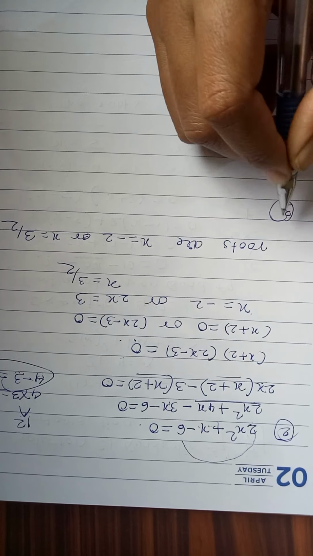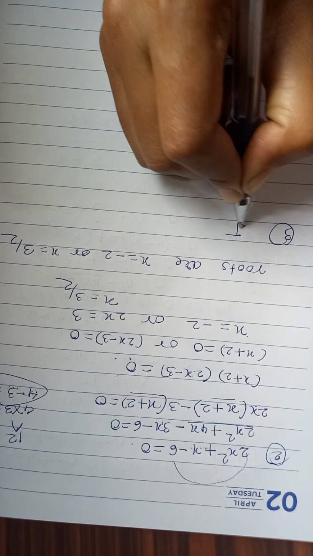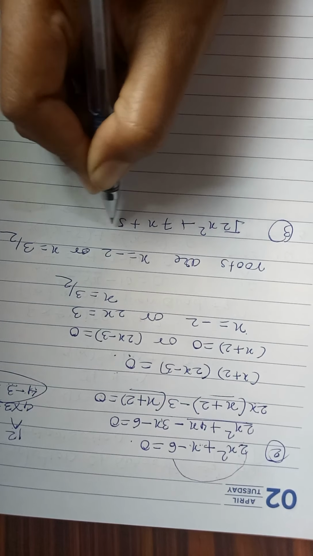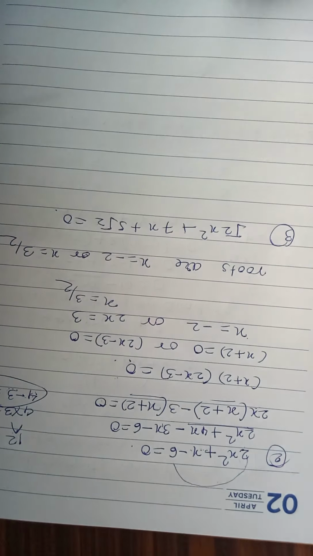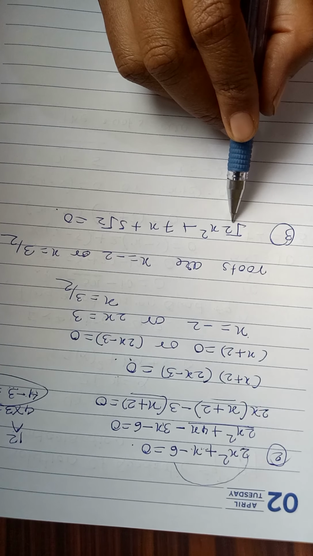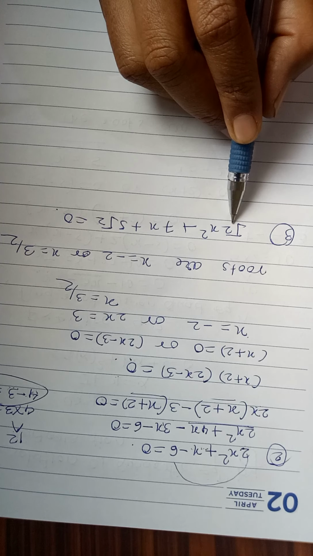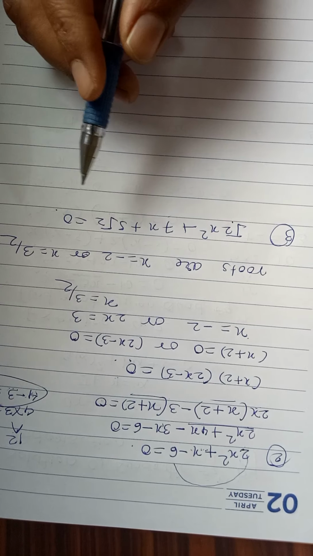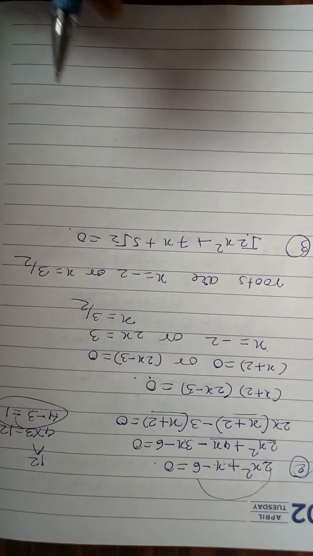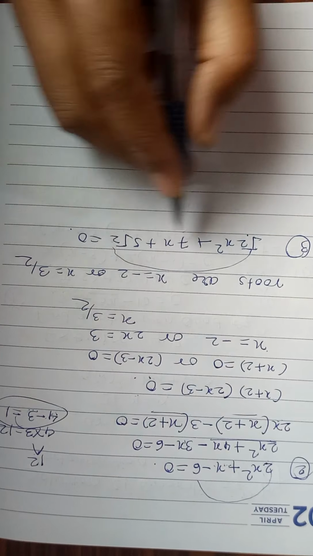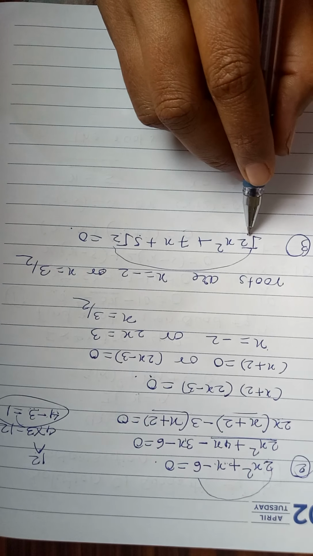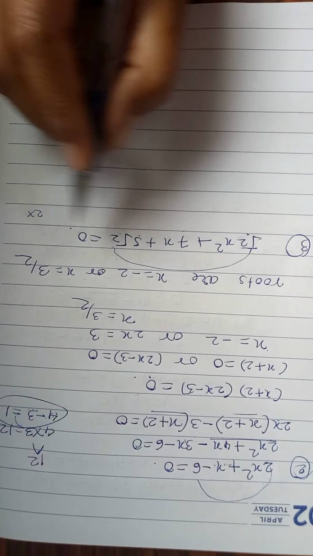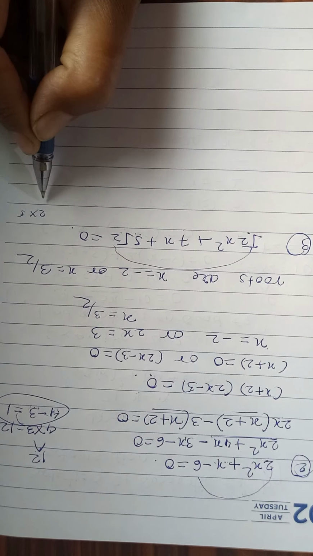Then question number 3: √2x² + 7x + 5√2 = 0. Here the coefficient of x² is √2, the value of a is √2, the value of b is 7, and the value of c is 5√2. Then we multiply a and c, so 5√2 into √2, √2 into √2 is 2, 2 into 5, so 10.